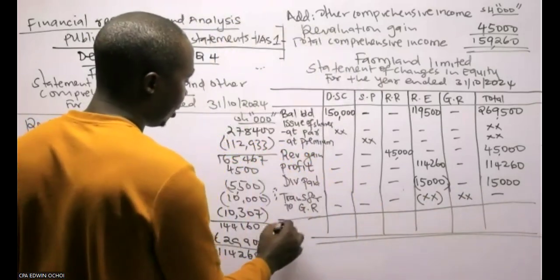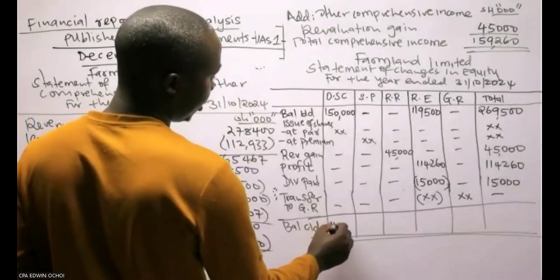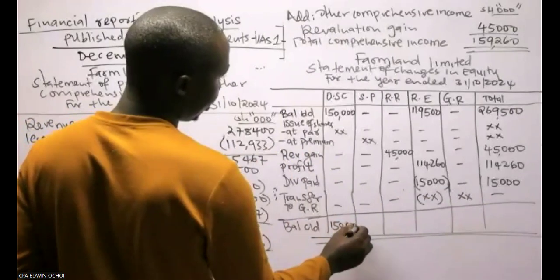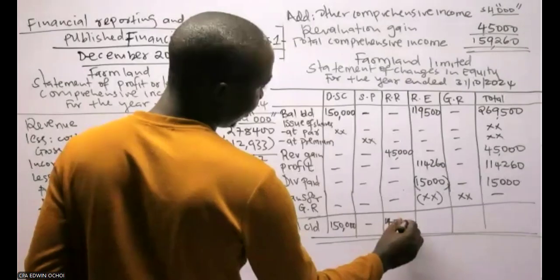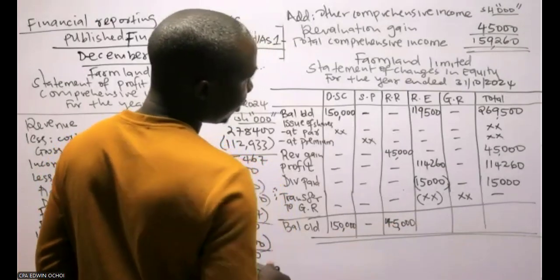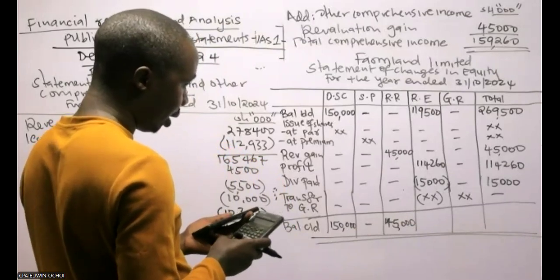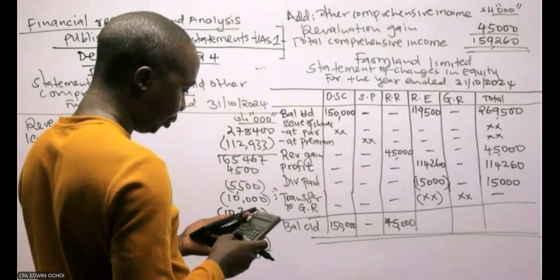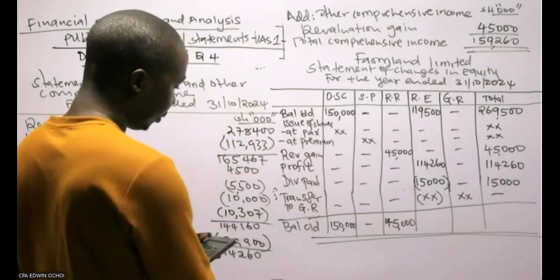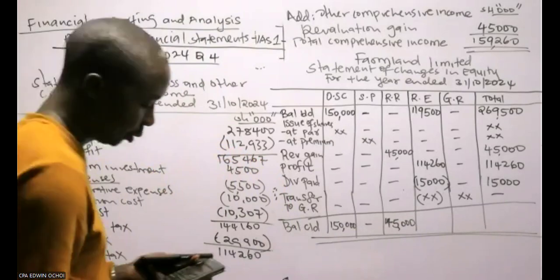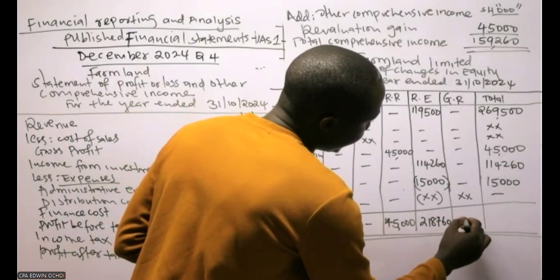So balance carried down here. We have 150,000 to the statement of financial position. We don't have anything here. We have 45,000. This balance goes to the statement of financial position. So retained earnings is 119,500 plus 114,260 minus 15,000. So that is 218,760. We don't have anything else.